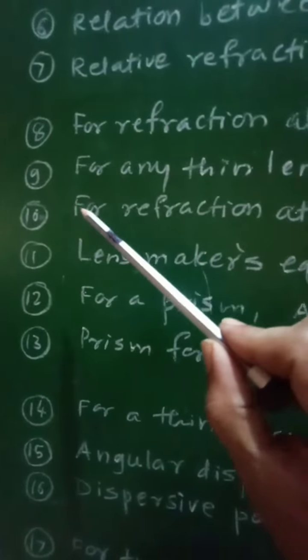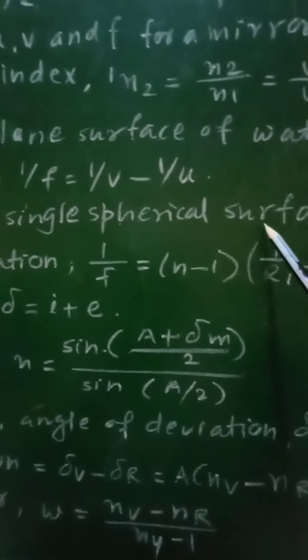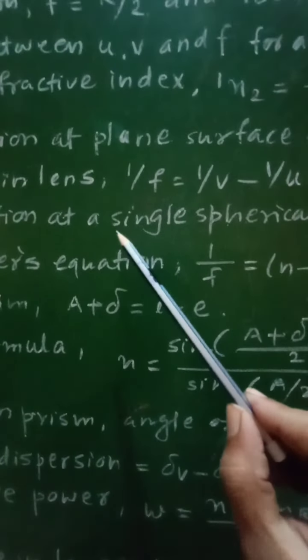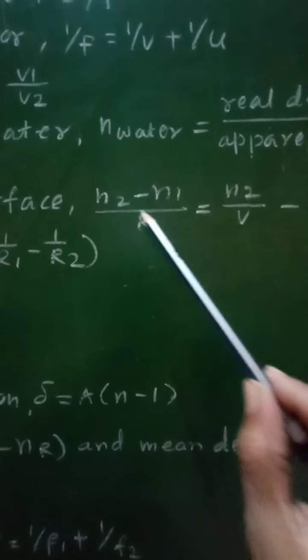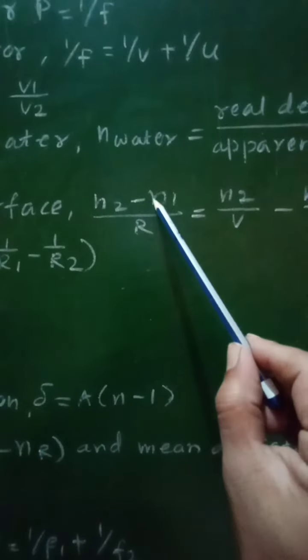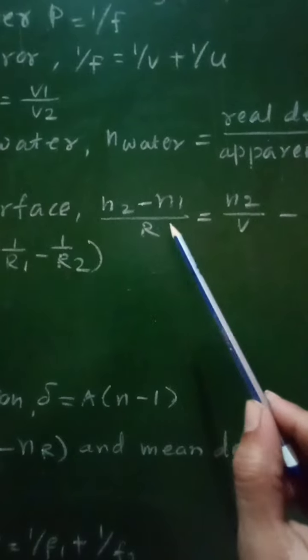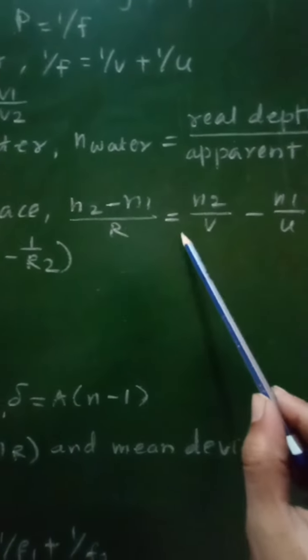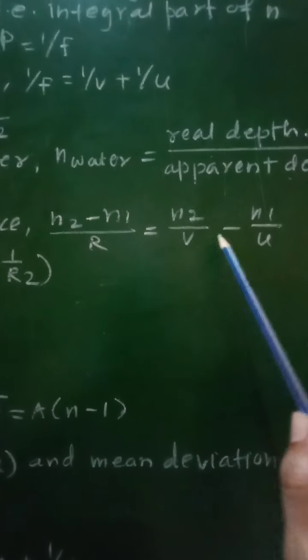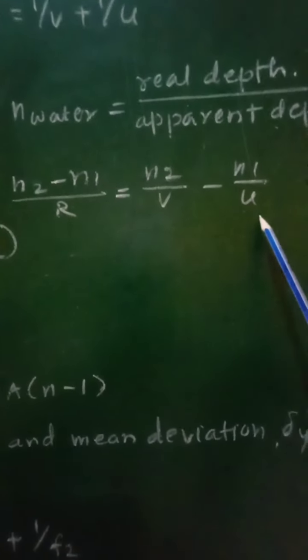Then the 10th formula is for refraction at a single spherical surface. If the refraction takes place at a single spherical surface, then we can write n2 minus n1 upon r, the refractive index of the second medium minus the refractive index of the first medium divided by the radius of curvature of that spherical surface. So n2 minus n1 upon r will be equal to n2 upon v minus n1 upon u.